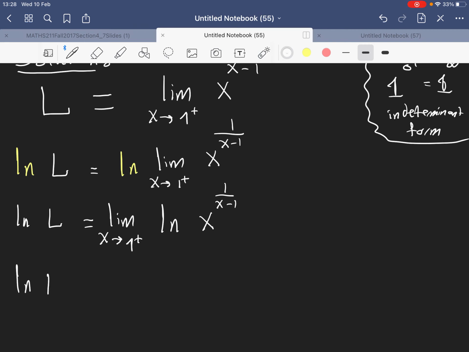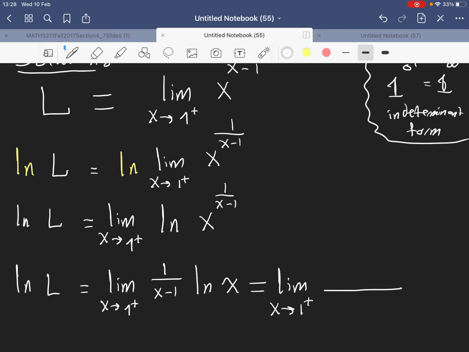So we have ln L equal, we keep the limit, still I didn't use L'Hopital yet. Now the power is this one, and then you have ln x. I think this one I can rewrite as ln x over x minus 1, because x minus 1 is in the denominator. In the numerator, what is left for you is ln x.